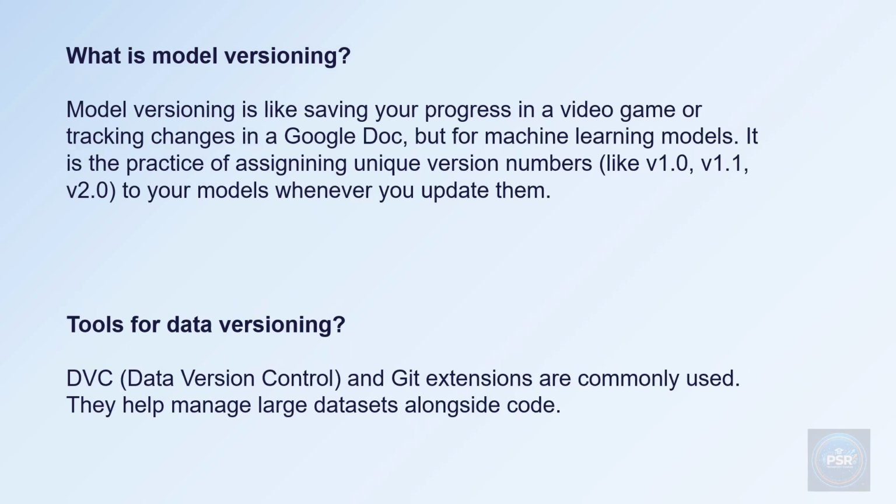What is model versioning? Model versioning is like saving your progress in a video game or tracking changes in a Google Doc, but for machine learning models. It is the practice of assigning unique version numbers, like v1.0, v1.1, v2.0, to your models whenever you update them. Tools for data versioning? DVC, data version control, and Git extensions are commonly used. They help manage large datasets alongside code.